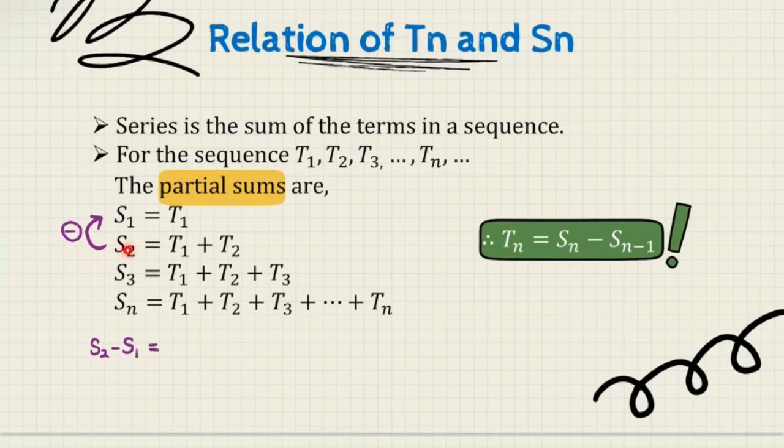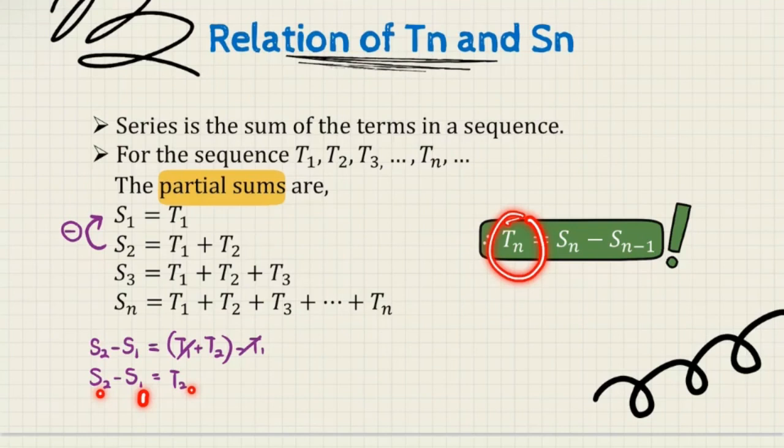So S2 minus dengan S1. So kat sini kita akan ada T1 plus T2 minus dengan T1 sahaja. So kat sini kita akan dapat T1 minus T1 will be 0, end up with T2. So maksudnya nak dapatkan second term, yang kita akan lakukan adalah S2 minus S1, which is this pattern.